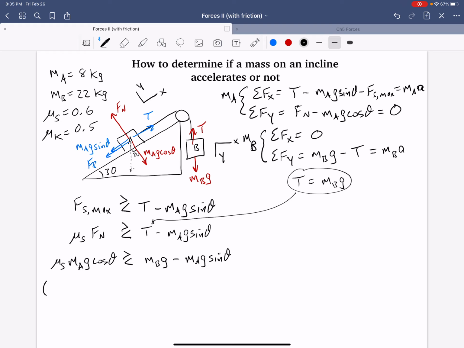Now we know everything. So 0.6, ma we said was 8, 9.81, and cosine 30. Is that greater than or less than the right side, which was 22, 9.81, minus 8, 9.81, and then sine of 30? All right. So when you do this math, let me look at my notes.